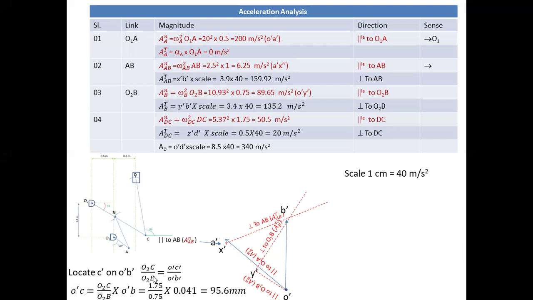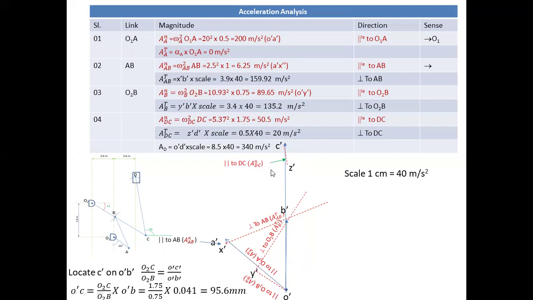You have to take the equation O2C upon O2B is equal to O dash C dash upon O dash B dash. So by putting in this value, we have the O dash C dash value, which will be around 95.6. So you can mark that part and you will get the C dash location. Okay. We are extending that B dash line up to C dash, and that is up to 95.6 mm. Now next, from C again, look at the D orientation. It is in an upward direction parallel to CD. We have to draw this line.